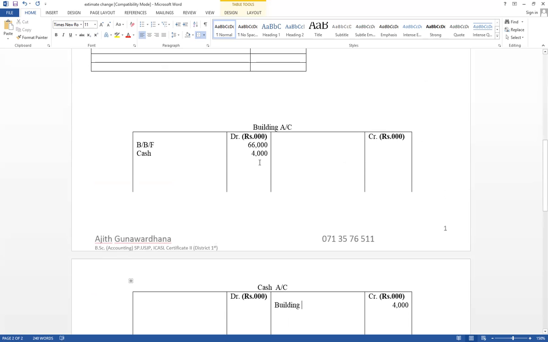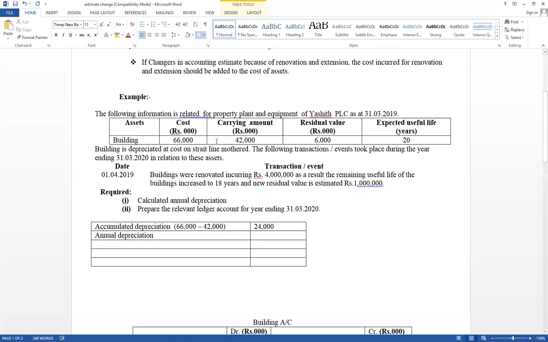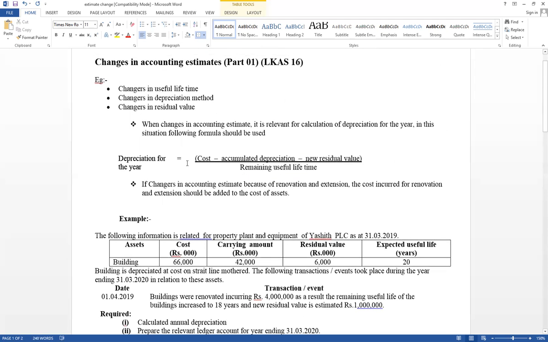Then the second one, when we are going to calculate annual depreciation. Now think how to calculate annual depreciation. Normally it is cost minus residual value divided by useful lifetime. But now that equation cannot be applied. If an estimate change has been given, this is the equation you have to apply to calculate annual depreciation: cost minus accumulated depreciation minus new residual value, divided by the remaining useful lifetime.